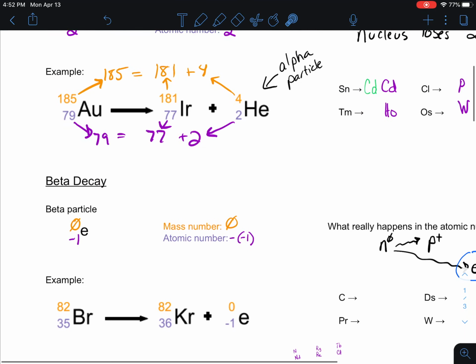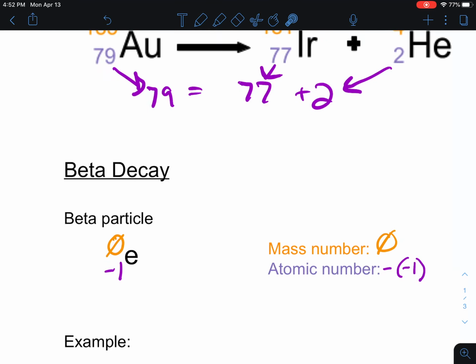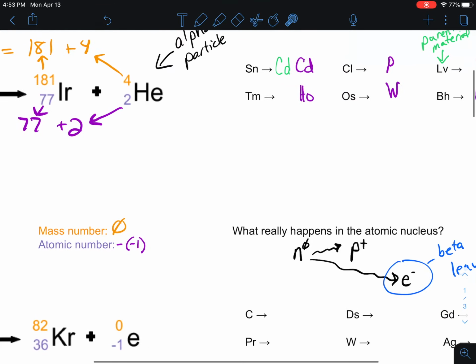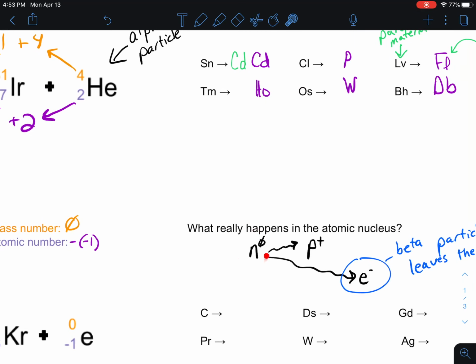All right, beta decay. During beta decay, a beta particle is lost. A beta particle is just an electron. It has no mass number because it has no protons and no neutrons. It has an atomic number of -1. I do not remember, guys, right now why I wrote a -1. Oh, I do know. Because for the way this one works out, with what is actually happening in the nucleus, one of the neutrons is breaking down into a proton.